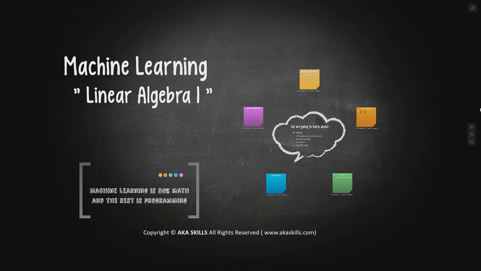So machine learning is 80% math and the rest is programming. That's a fact. That's not a joke. So linear algebra plays a really huge role in the world of machine learning and deep learning.